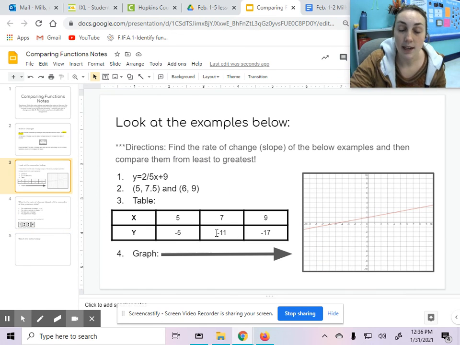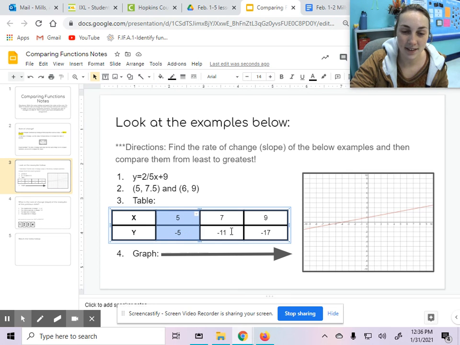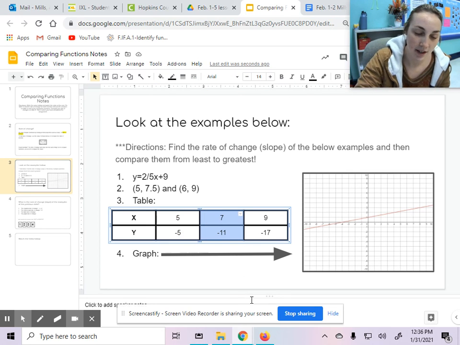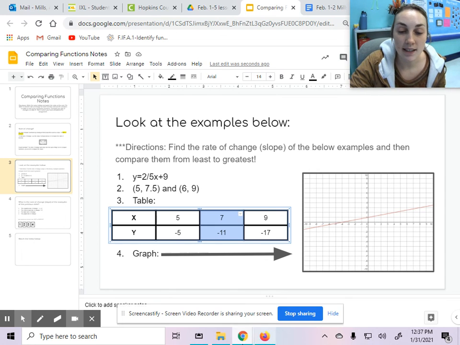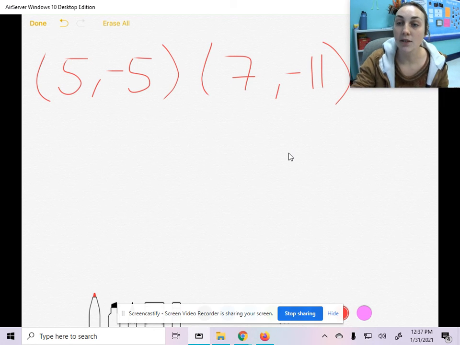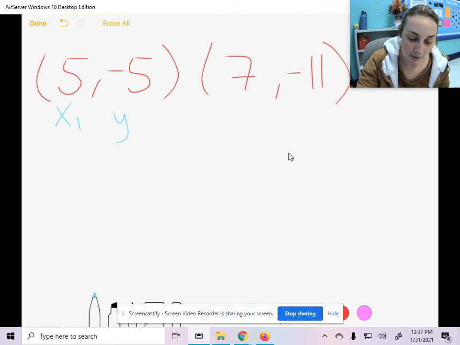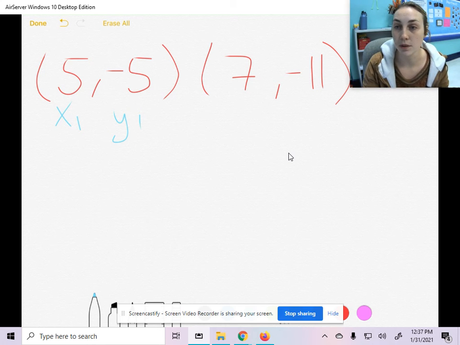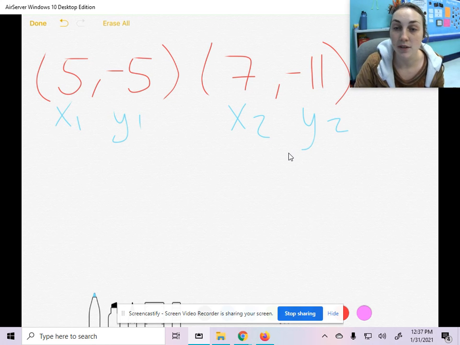Here's our table. And again, I'm going to pick an x and a y that go together, and then another set of ordered pairs. So my first ordered pair is 5 and -5. And my second ordered pair is 7 and -11. And I have it written down, so now I can put it in the slope formula. So again, we have x1 and y1, because our first number is always an x, our second number is always a y, and this is the first ordered pair I see. And then this one's the second ordered pair I see, so I'll go ahead and write that down too.